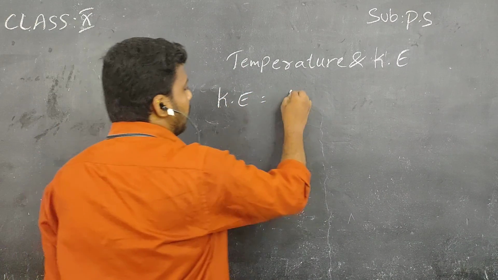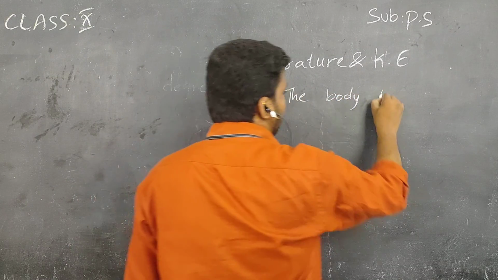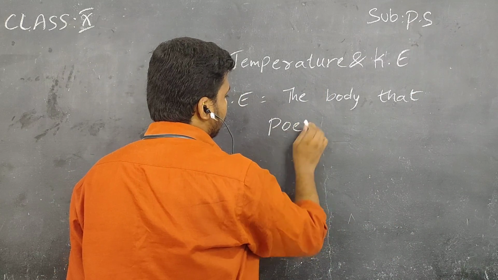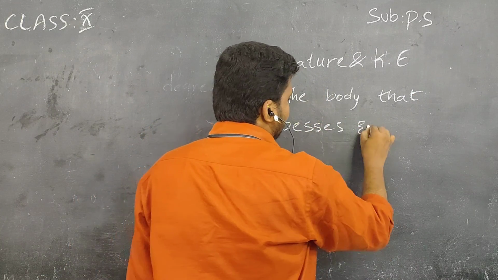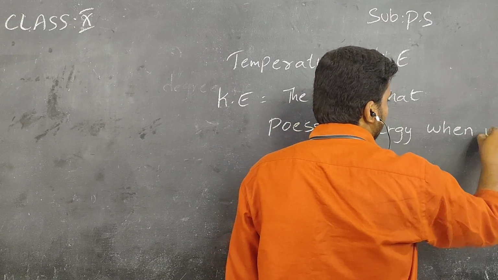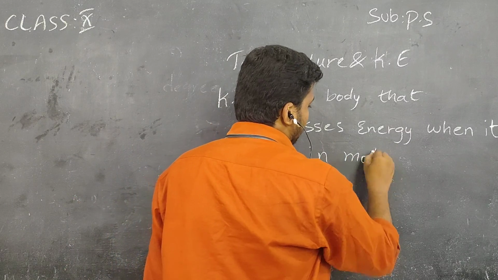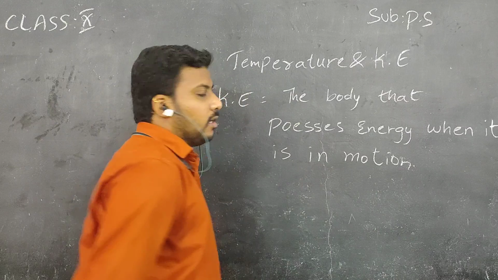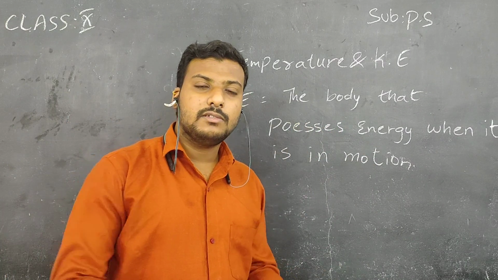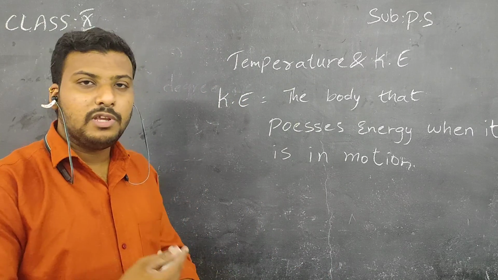Kinetic energy is nothing but the energy that a body possesses when it is in motion. So children, the body that possesses energy when it is in motion, that is kinetic energy. So how can we understand this? Can you give any example?